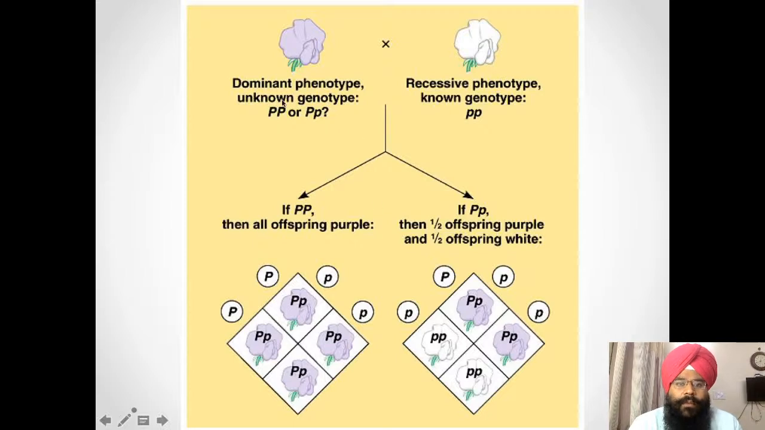So you have a dominant phenotype, but we don't know whether it is capital P capital P or capital P small p, the purple color. But we have a recessive phenotype of which we are aware that the genotype is small p small p. If you cross them and all offspring come out purple, that means it was capital P capital P. But if half of your offspring are purple and half are white, that means there was a recessive allele, so this is heterozygous, capital P and small p. So by this test cross, by crossing with another organism of known genotype, you can tell what the genotype of the other phenotype could be.